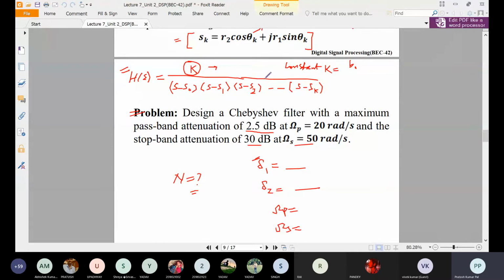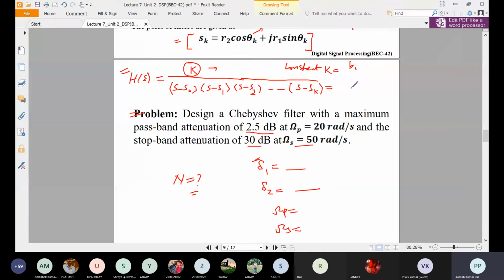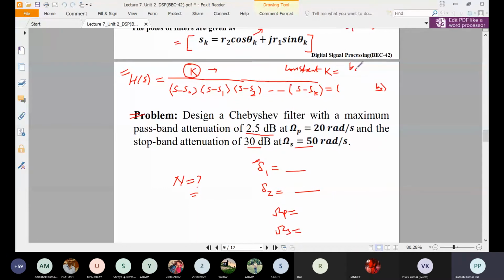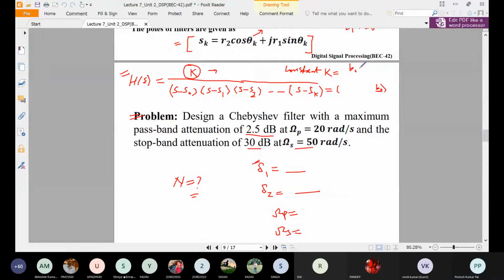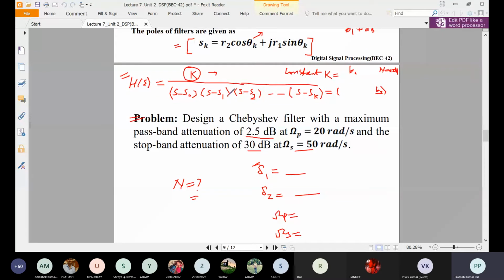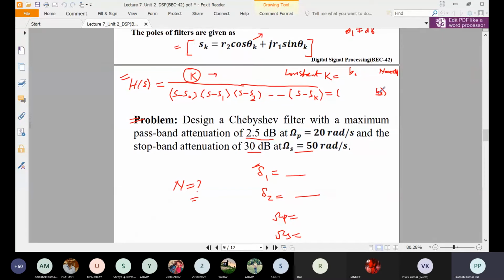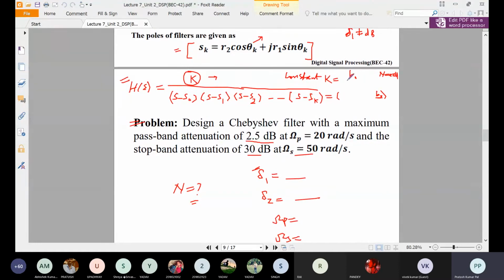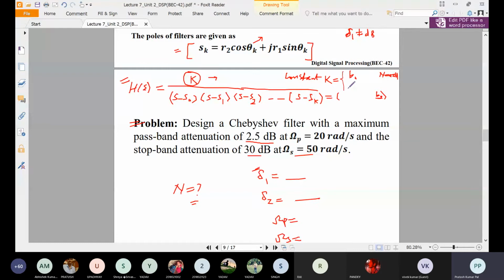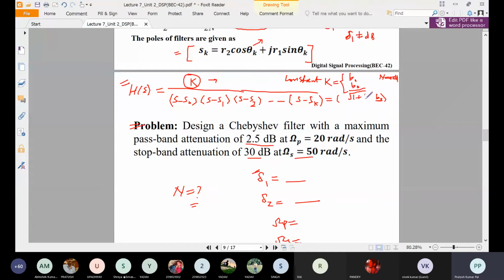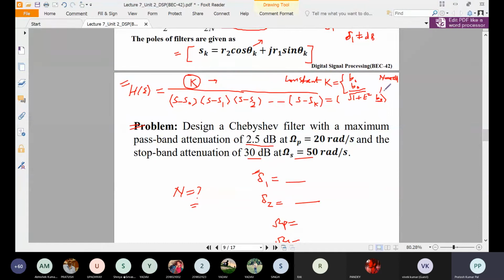After expanding this, whatever constant value is there in this expansion after multiplying, suppose this is b0, so this b0 will be your k value, for n equal to odd. If n is odd, then after expansion of this denominator, whatever constant value is there, independent of the s factor, that value will be your constant k value. Otherwise, this k value will be given by b0 divided by root of 1 plus epsilon square. So this is for n equal to even.